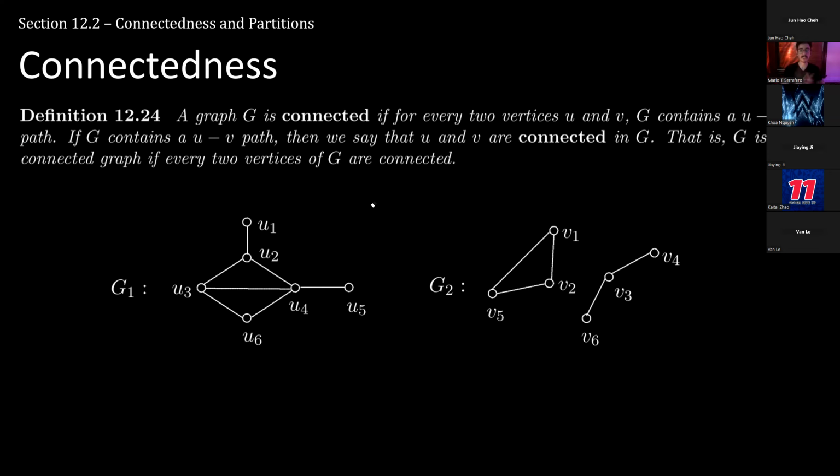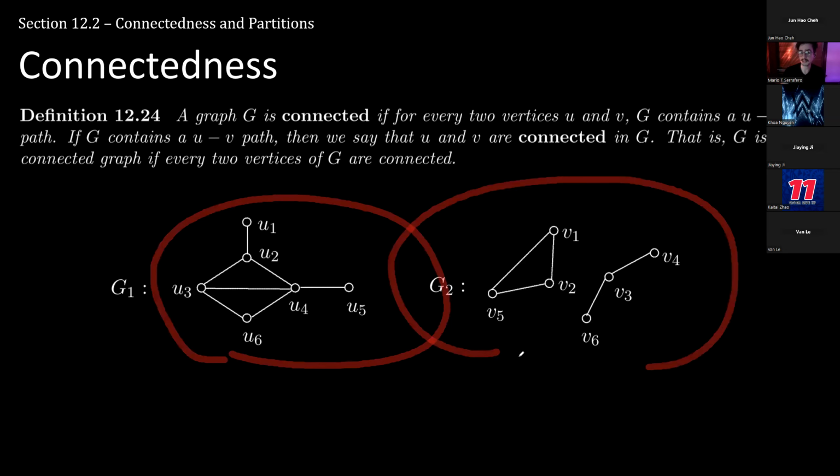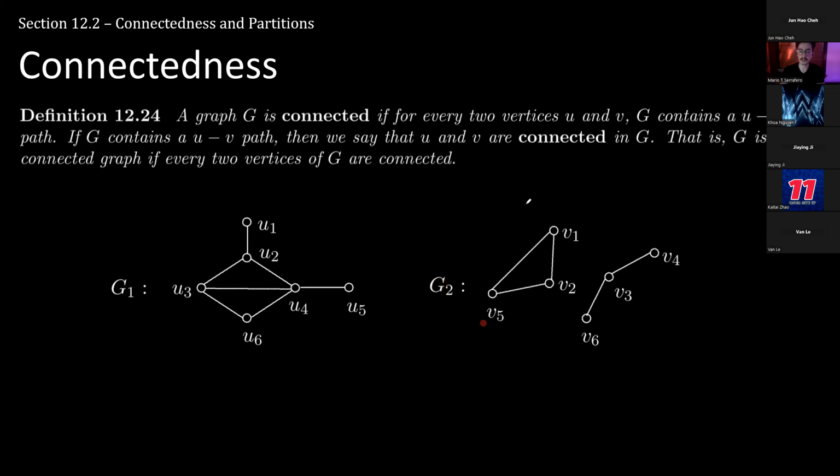Okay, so we say that a graph G is connected if for every two vertices U and V, G contains a UV path. And if G contains a UV path, then we say that U and V are connected in G. That is, G is connected if every two vertices of G are connected. I think this is pretty intuitive to understand. So here we have an example of a connected graph. Here we have an example of a disconnected graph because we have these two different components.